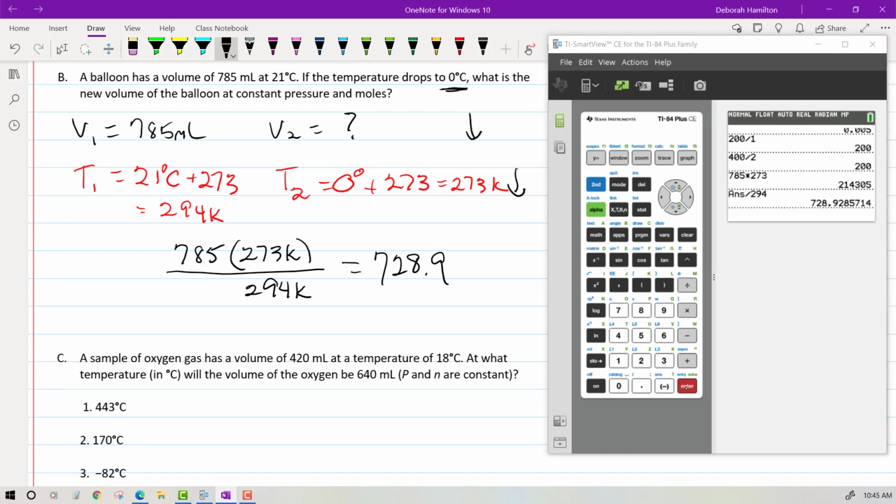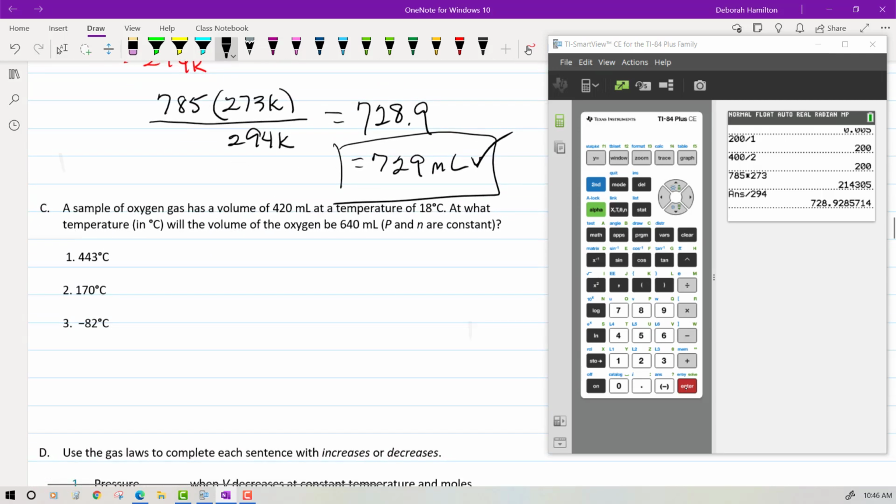Point 9. All right, and then this will round to 729 milliliters, equals our V2. So did it go down? Yes, it did. It went from 785 to 729. So it went down. All right, box in your answer.